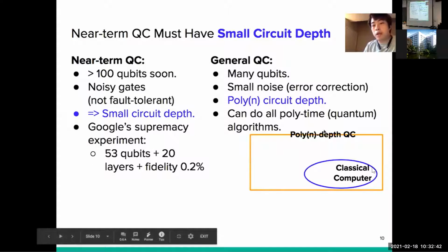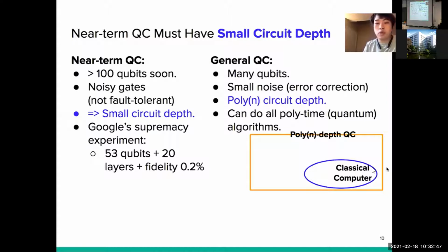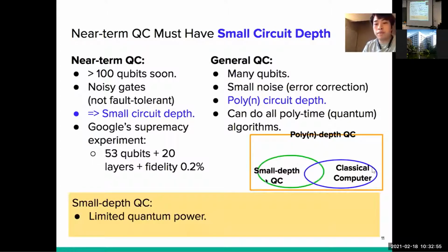Here, we believe that the poly-depth quantum computer, or the polynomial time quantum computer, is more powerful than the polynomial time classical computer. And then for the near-term quantum computers, or say the small depth quantum computer, because near-term quantum computers must be small depth here, small depth quantum computers only have limited quantum power, so it is within poly-depth quantum computers, and it can solve some problems which cannot be solved by a classical computer. But also there are some problems that a classical computer can solve, but the small depth quantum computer cannot solve. So they are incomparable.